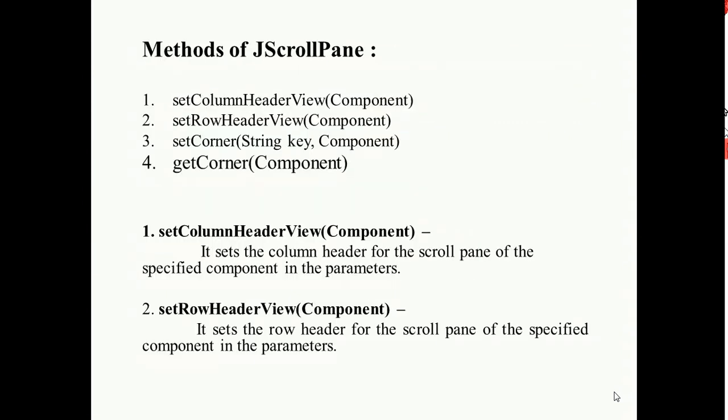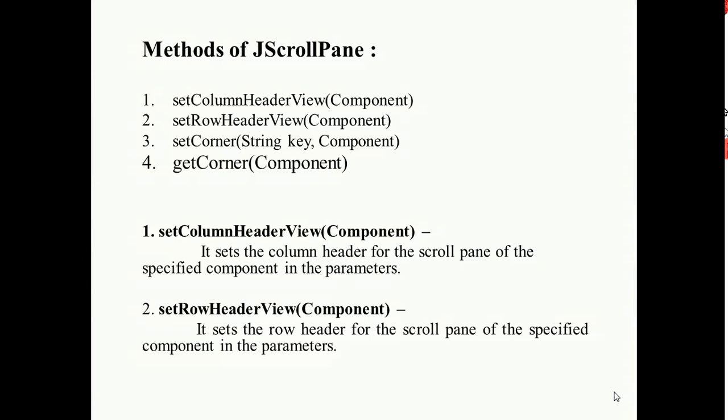Next, see the methods of the JScrollPane. There are four methods of the JScrollPane. First is setColumnHeaderView with a component. Second is setRowHeaderView with a component. Third is setCorner, having two parameters, a string key and a component. And the fourth method is getCorner, with one parameter. So JScrollPane has four methods: first is setColumnHeaderView, second is setRowHeaderView, third is setCorner, and fourth is getCorner.